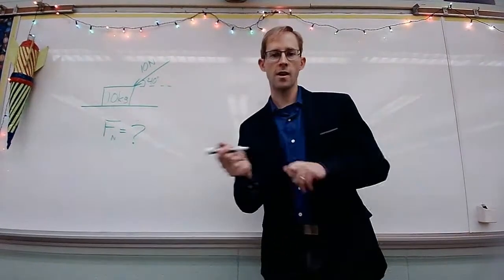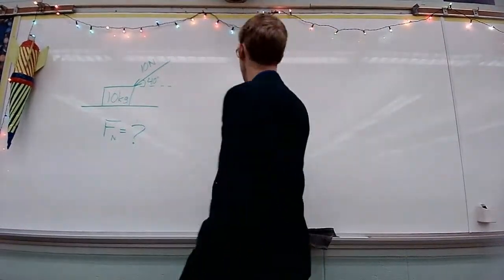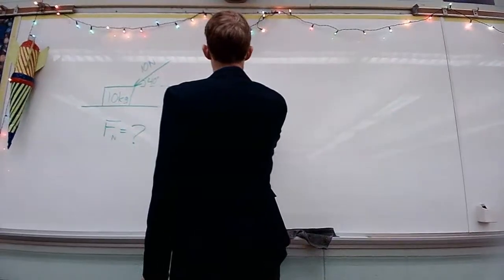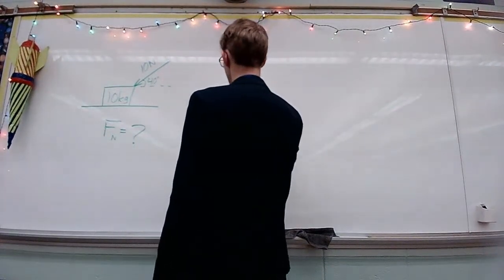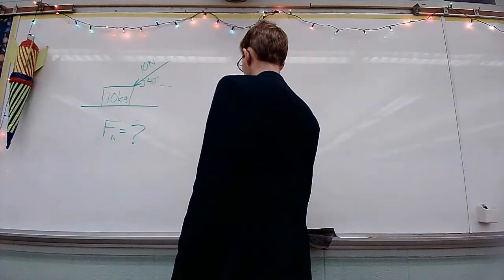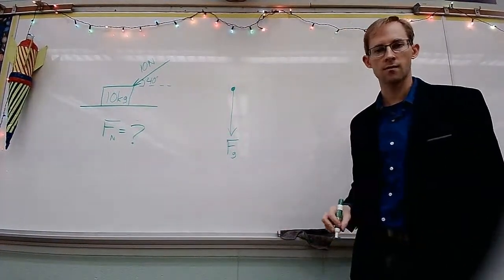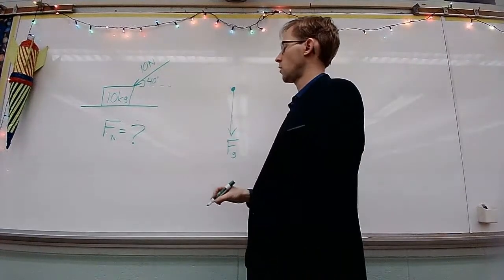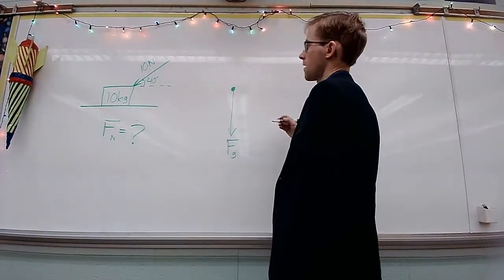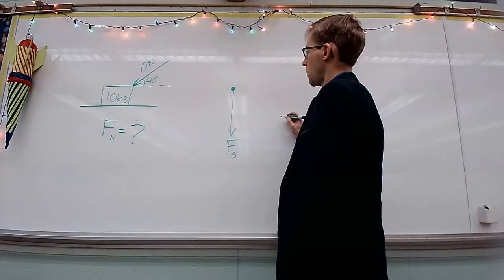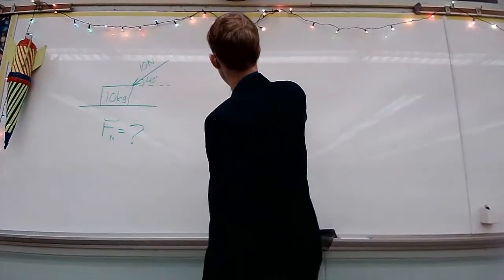So, force diagram comes first. We've got our force of gravity. It is still the same, because it's always just mass times 9.8, unchanging, unless you go to the moon or another planet. We've also got normal force going up in this case.